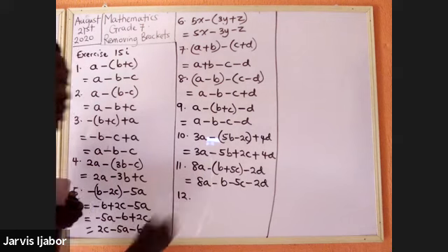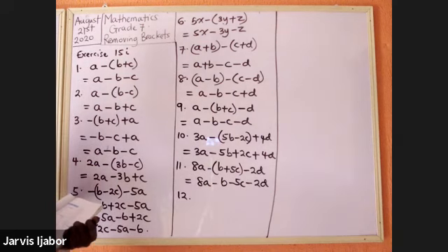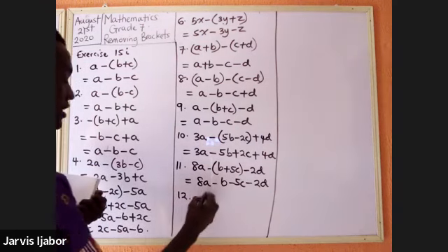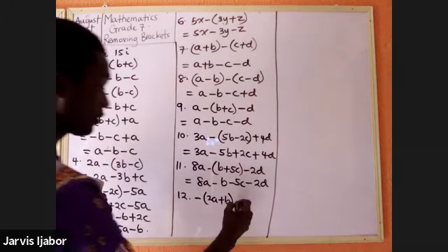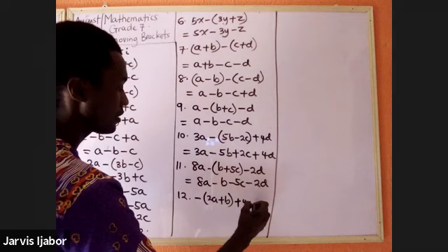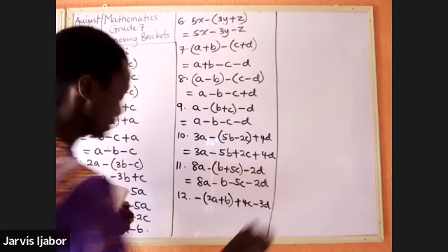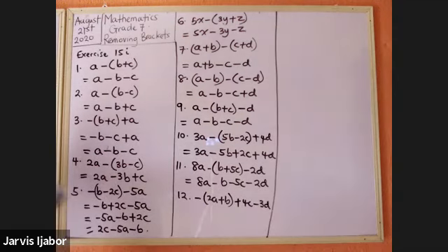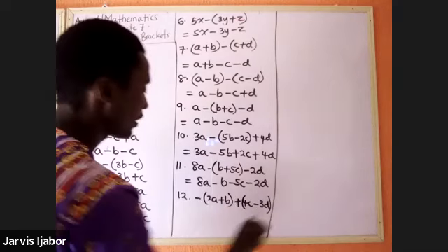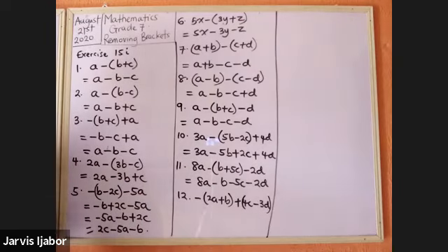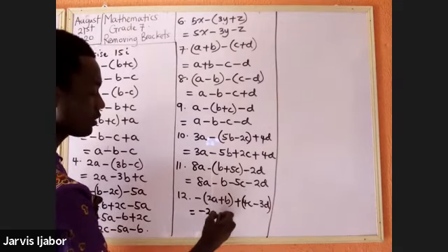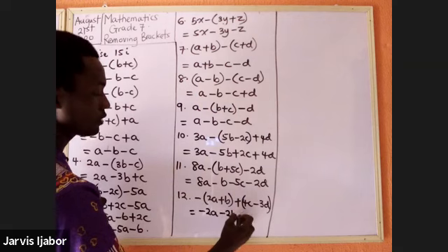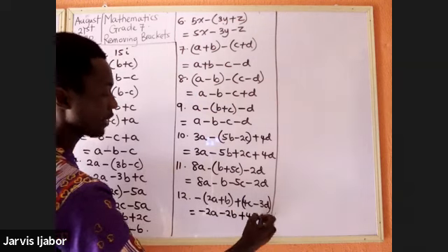Question 12. In question 12, you have negative into 2A plus B plus 4C minus 3D. So how would that be affected? We said that when you have positive before the bracket, the content remains the same. But the content here will change to what? Negative 2A minus 2B plus 4C minus 3D.